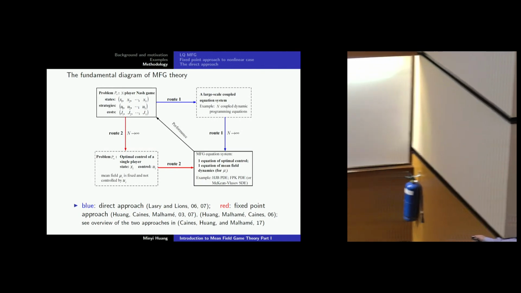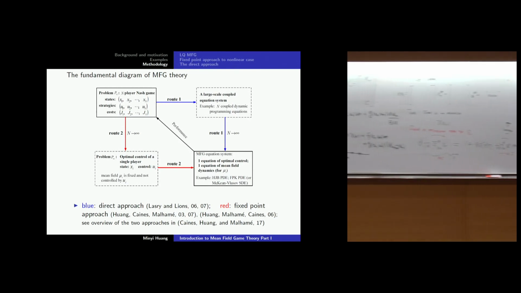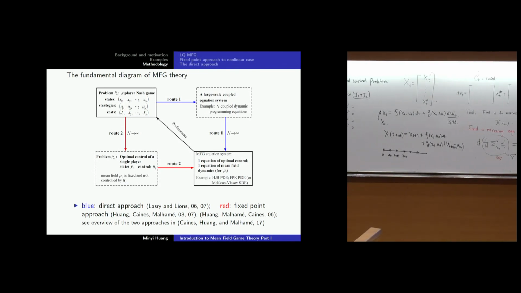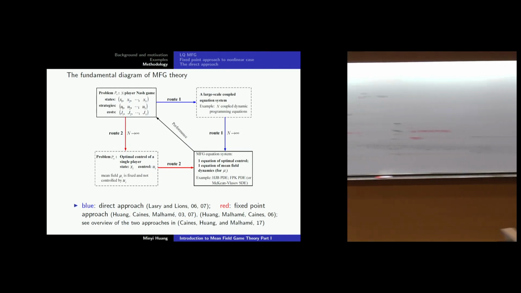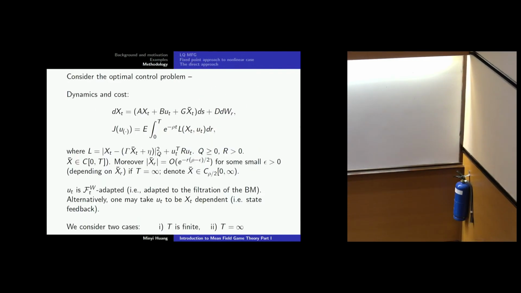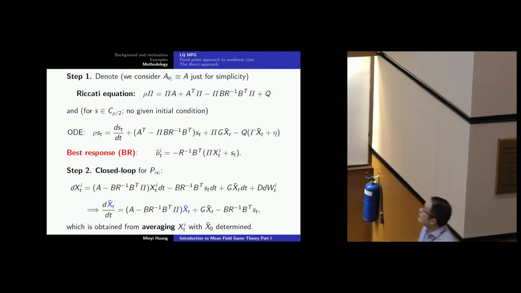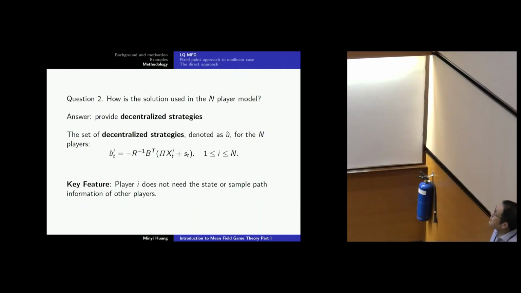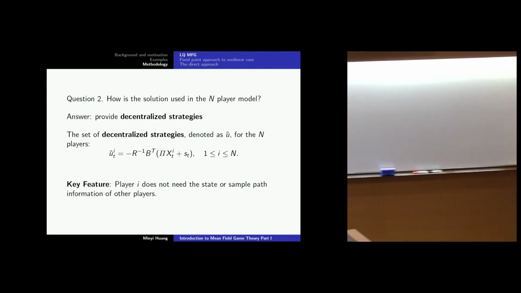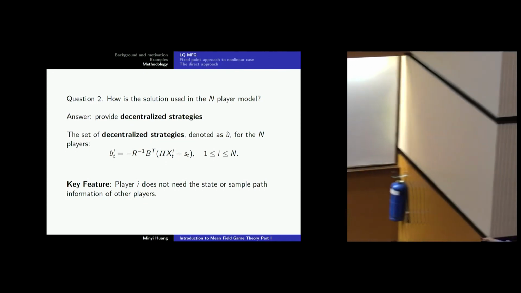We need to go back to reality. That's why here we need to check performance. So we need to apply the solution here to the true system. The answer here is we can use the solution to provide decentralized strategies.